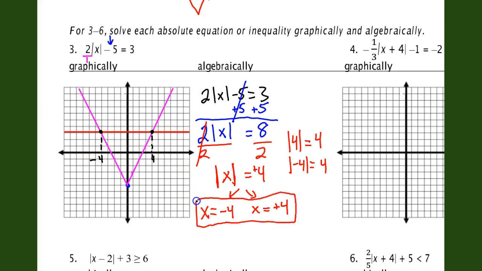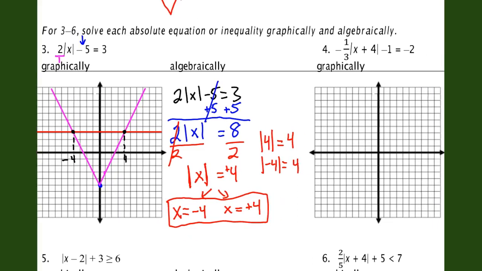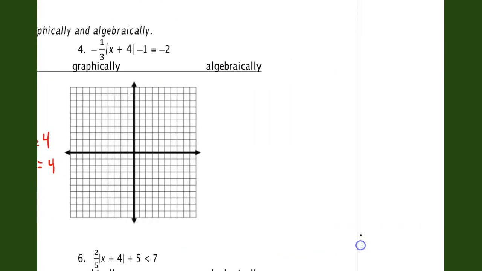Right, we'll just do several more of these to get some good practice in. So let's look at number 4. Let's do this algebraically first this time. So I'm going to write this out.